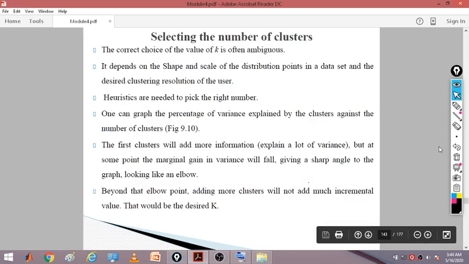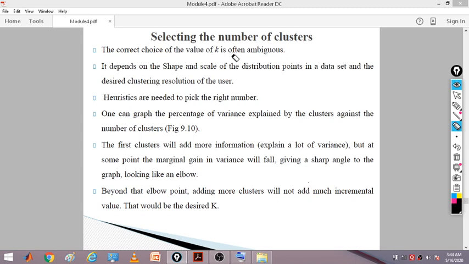So how do we select the cluster? The correct choice of the value of k is often ambiguous. It depends on the shape and scale of the distribution of points in the data set, and the desired clustering resolution of the user, and what kind of cluster you want for what purpose. So heuristics are needed to pick the right number. Expertise is needed to pick the right number of clusters.